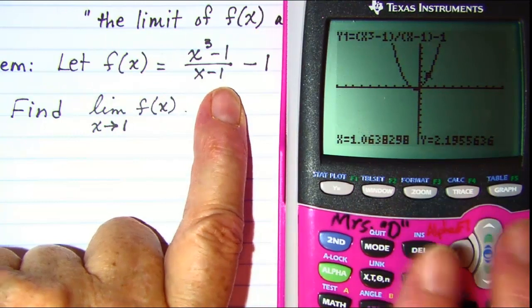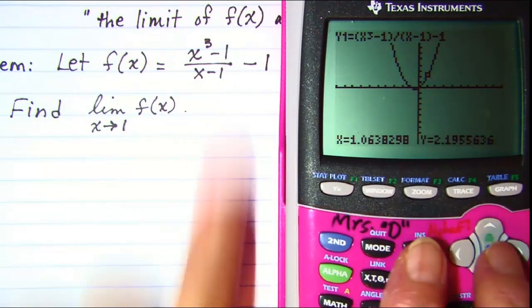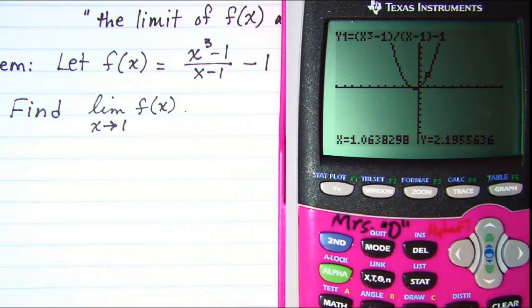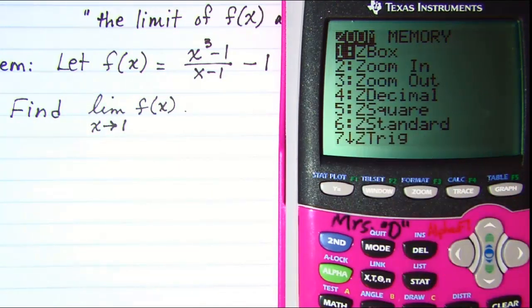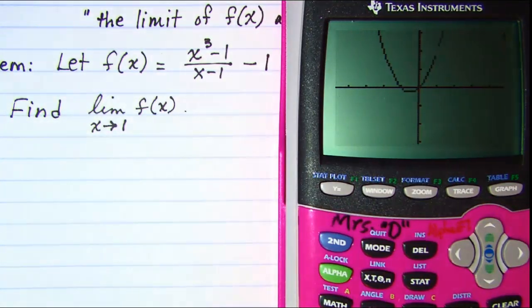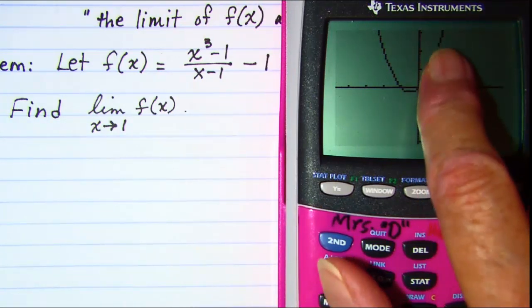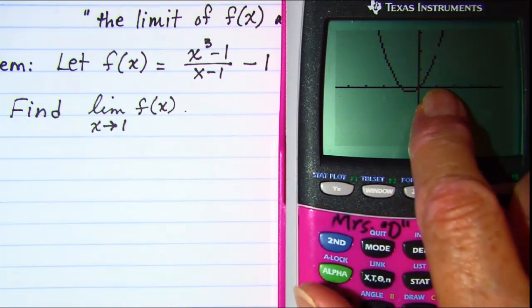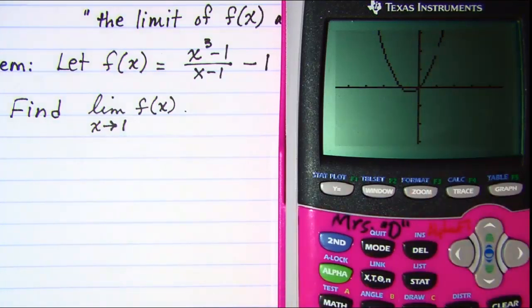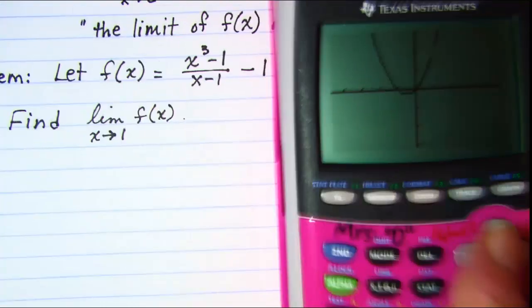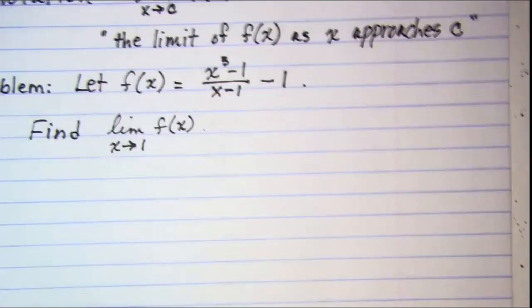Now the way that we can get a little bit more accuracy with our graph, if we do zoom and then decimal, which is choice 4, we can see our hole at x equal 1. So it becomes more obvious when we have the discrete x values. Let's look at graphing this by hand.